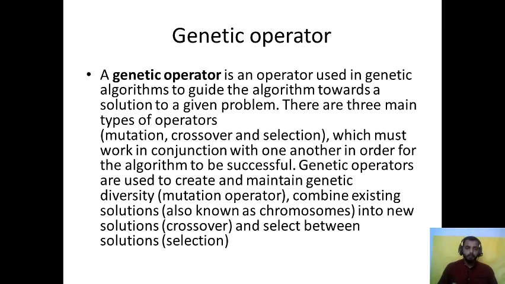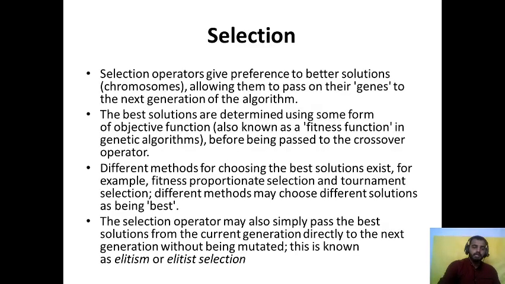Now, genetic operators are used to create and maintain genetic diversity. The crossover operator combines existing solutions known as chromosomes into a new solution, the mutation operator alters them, and selection chooses between the solutions. So this is what we call the different operators used in genetic algorithms.